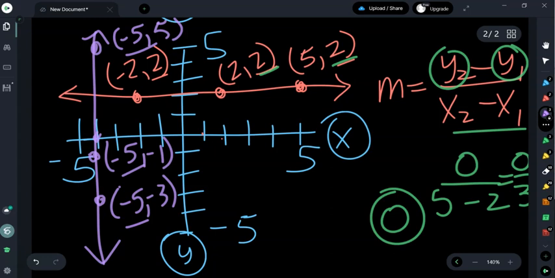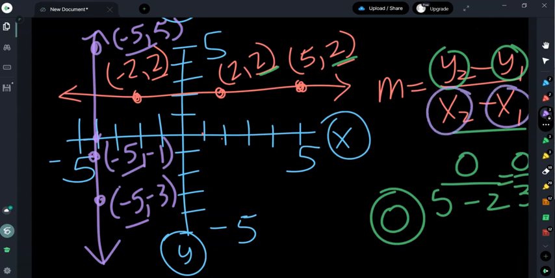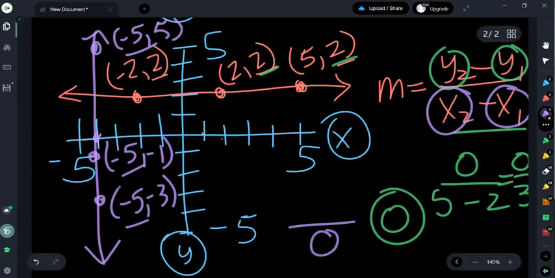Now look at your slope formula. What happens when these two guys are the same? You're going to get 0 on the bottom. Can we divide anything by 0? No. That is why the vertical line has no slope. You cannot divide by 0.